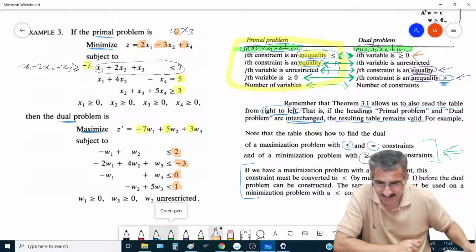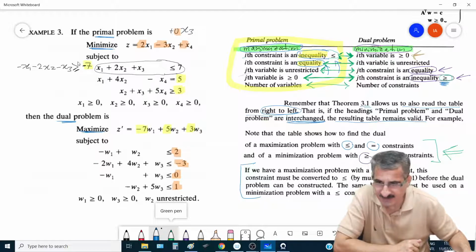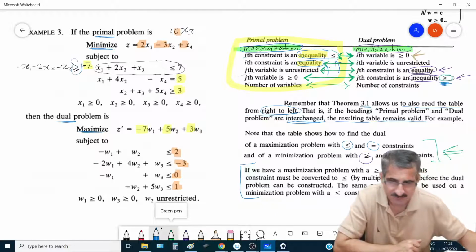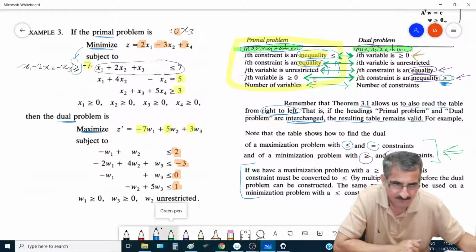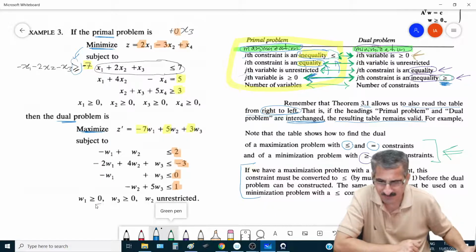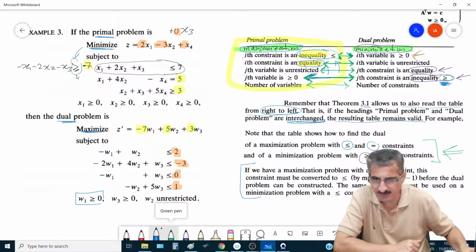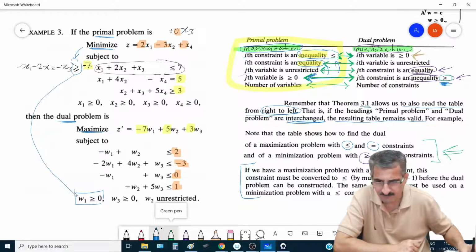Now, the first inequality is greater than or equal. So it is this one here. So that will cause what? The first variable to be positive. Great. So blue goes with blue.